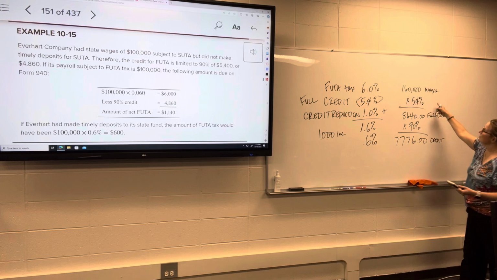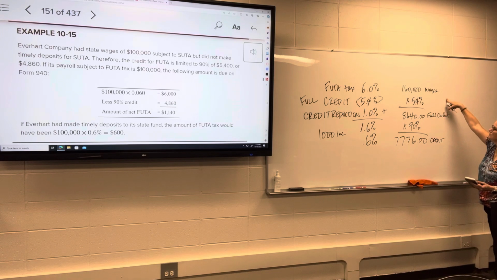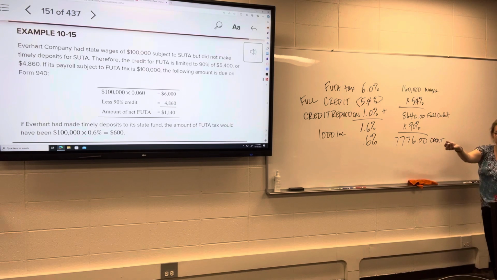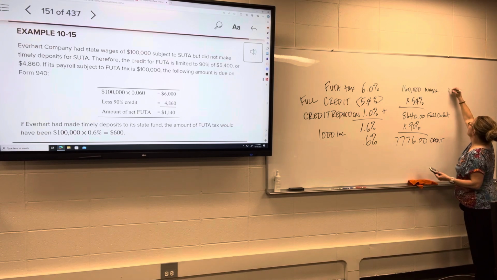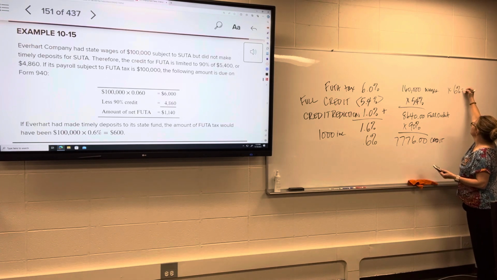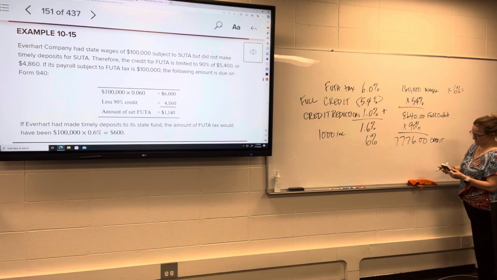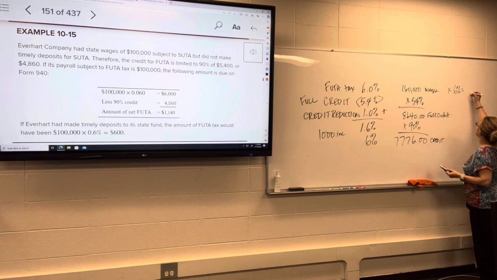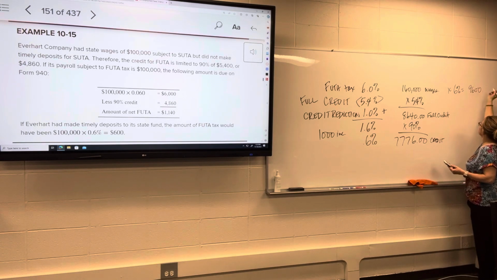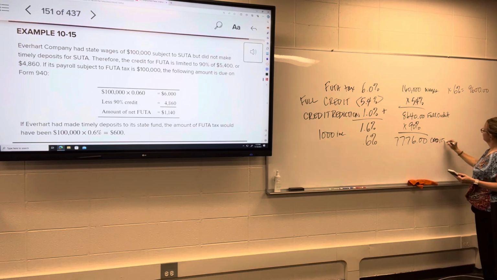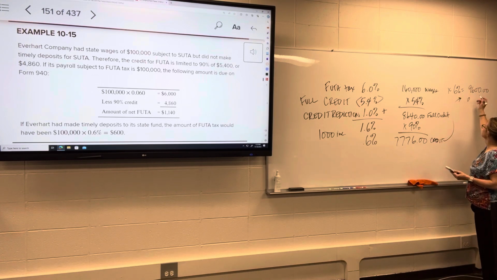So we would calculate the $160,000 of wages times the 6%. Right, so 160,000 times 6%, this is our full FUTA: $9,600. And then we get a credit of this amount, 7,776.